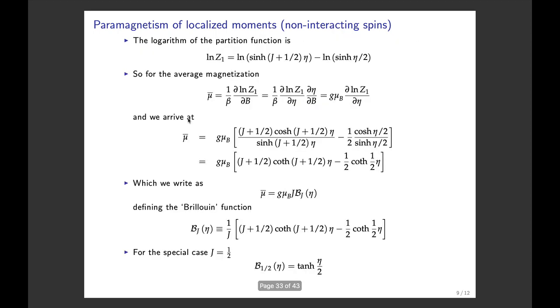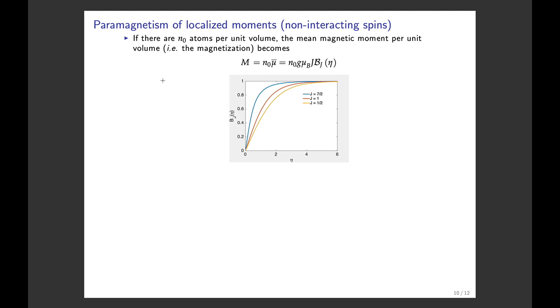And of course, it's easy to cover the case of a large number of spins. So if we have, let's call it N0 atoms per unit volume, then the mean magnetic moment per unit volume, which you might remember, maybe you don't, but I'll remind you, is what we call the magnetization. If you remember from the introduction to electrodynamics in second year, that is precisely the magnetization, the mean magnetic moment per unit volume.